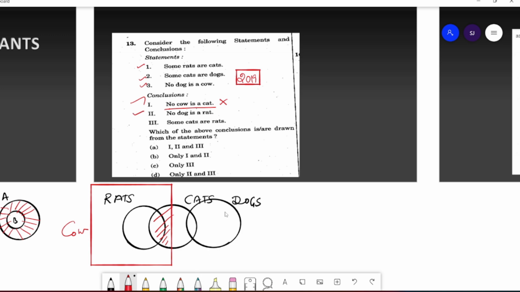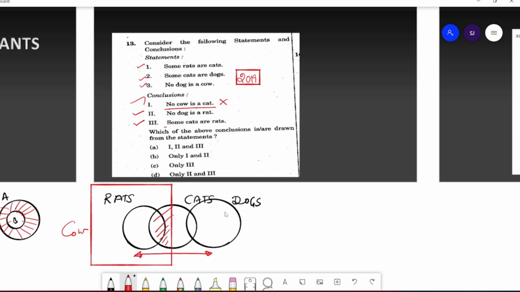And then, no dog is a rat. This diagram, let us leave that statement, because this diagram actually says yes, no dog is a rat, because rat is here and the dog is here. So it can be represented and it can be concluded. But as I told you, in syllogism, only after we finish all the permutations of diagrams, we have to conclude and put the answers. But now let us leave that statement.